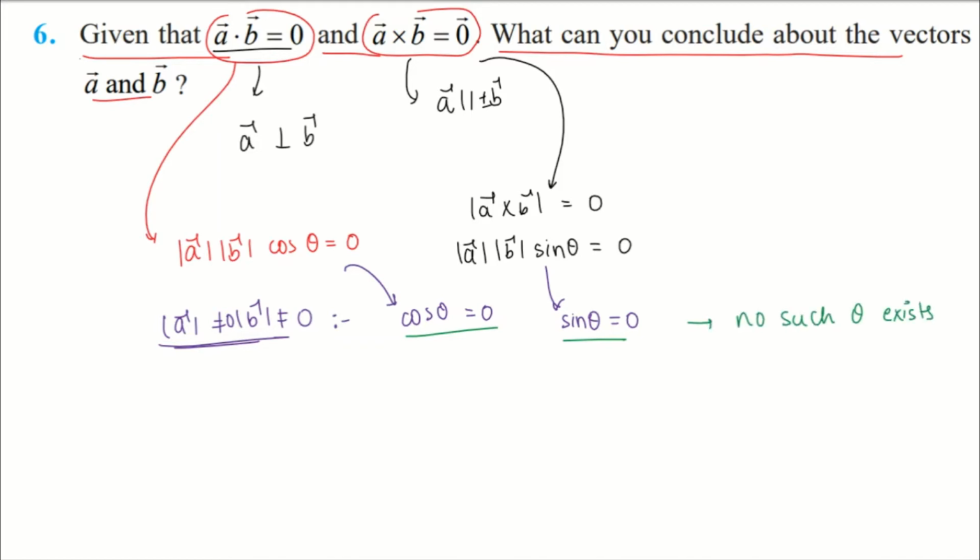So what that means is कि हमारा जो assumption था, that is wrong, and that means that at least one of these vectors is the 0 vector. Either vector A is equal to the 0 vector, or vector B is equal to the 0 vector, or both are 0 vectors.